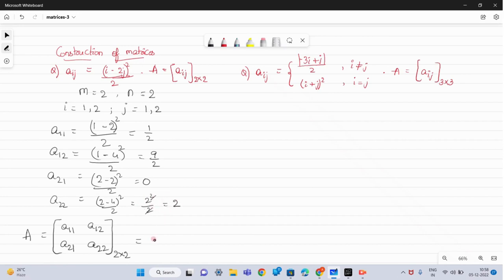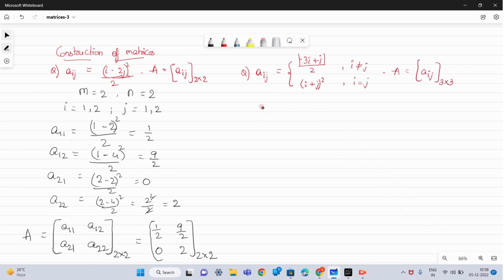It will be 2. So the matrix will be a11 is 1 by 2, a12 is 9 by 2, a21 is 0, a22 is 2. So this is going to be the required matrix.